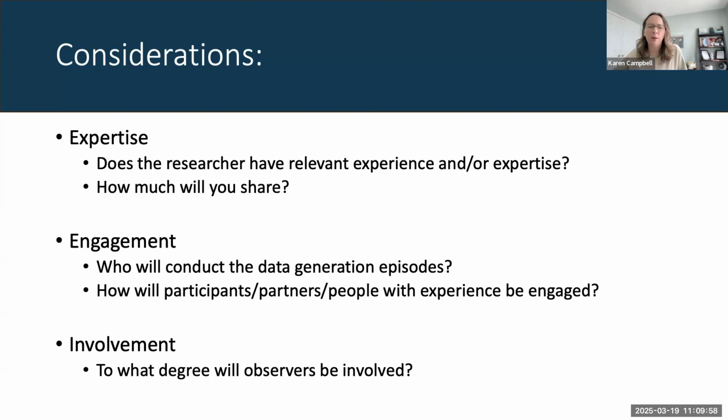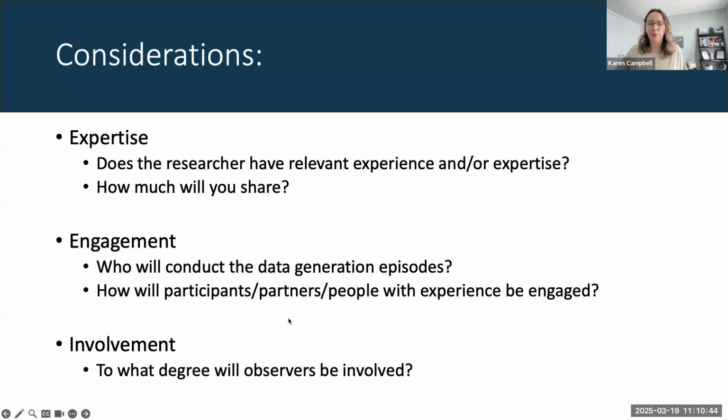Engagement. So thinking about who will conduct the data generation episodes. So who is going to be doing the interviews, who is going to be doing whatever techniques you choose, focus groups or whatnot, who is going to be doing them? Does it have to be the researcher? Can it be the researcher? So sometimes you may be in positions where you're not the one that's able to interview. And so how can you help to inform the data generation when you're not the one that's able to do the interviews? And sometimes that's because of internal policies or ethics that have interfered with that, or even if you've got a personal relationship with somebody, and so you choose not to do that interview and somebody else does it instead.